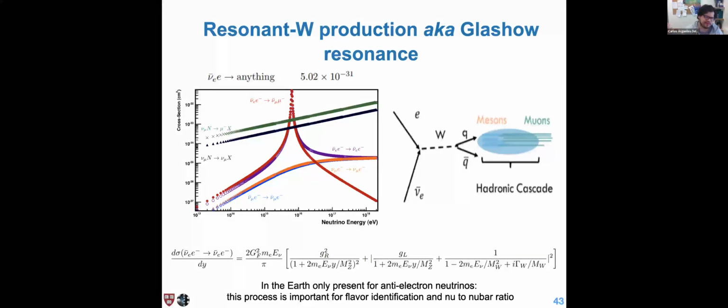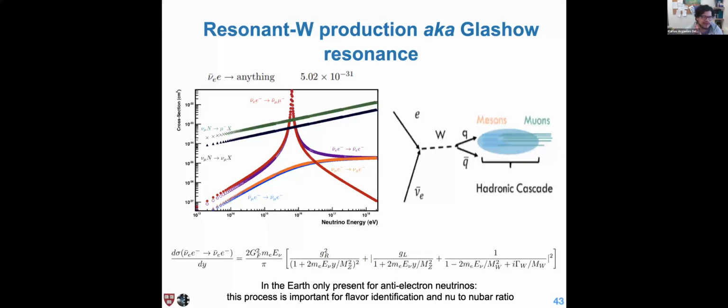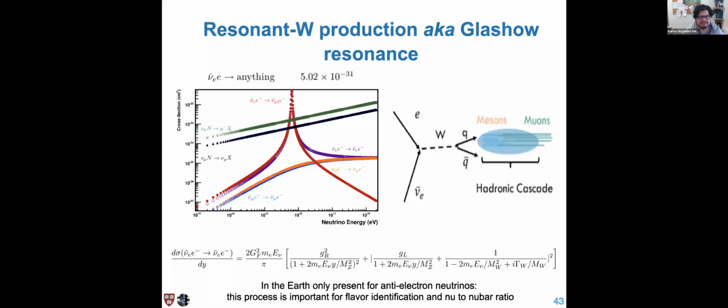So the lines that are in green and black are the neutrino nucleon scattering. As you can see, they're always the dominant neutrino interaction process, except for that moment when there is this red spike that goes above them. And that's when you have this W production. So for most of our discussions, we will always be thinking about neutrino nucleon scattering, but neutrino electron scattering is relevant in that particular window.